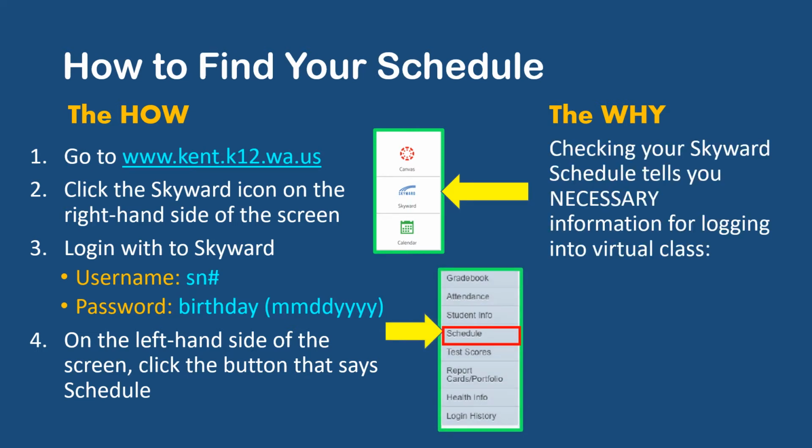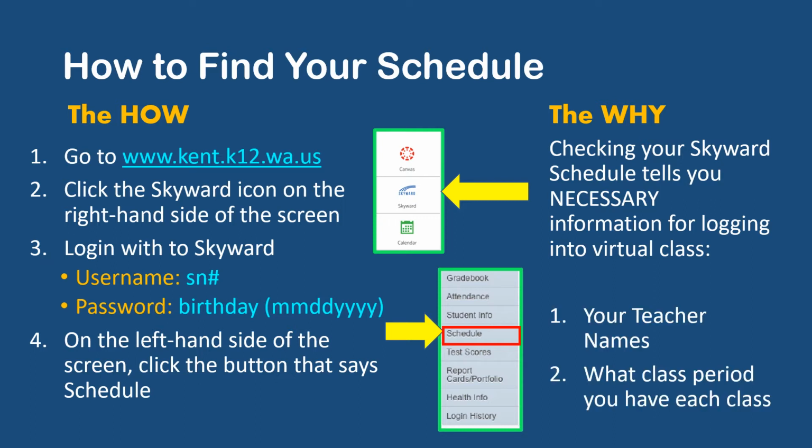Why do you need to do this? Because Skyward Schedule tells you the necessary information you need to log on to your virtual classes, your teacher name, as well as what class period you have each class.